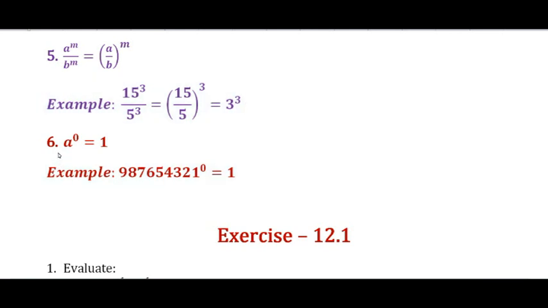That is the answer. And lastly, point number 6, any number, whether it is very small or very large, if it carries 0 as an exponent, the answer is always 1. Here a very big number is having a power 0, that its real value is 1.